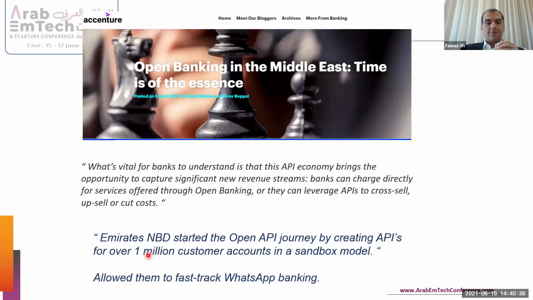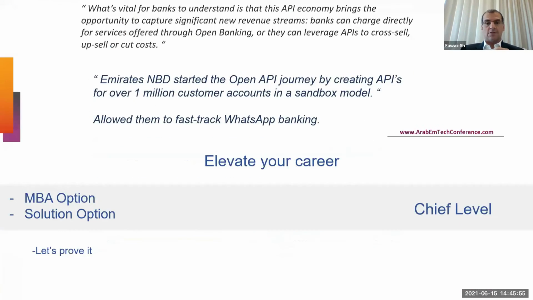That allowed them to fast-track their services to launch WhatsApp banking, and now they're leveraging AWS services to launch their financing and banking services on AWS infrastructure, right? It allowed them, those are some of the benefits. We'll talk more about those benefits in the coming slides.